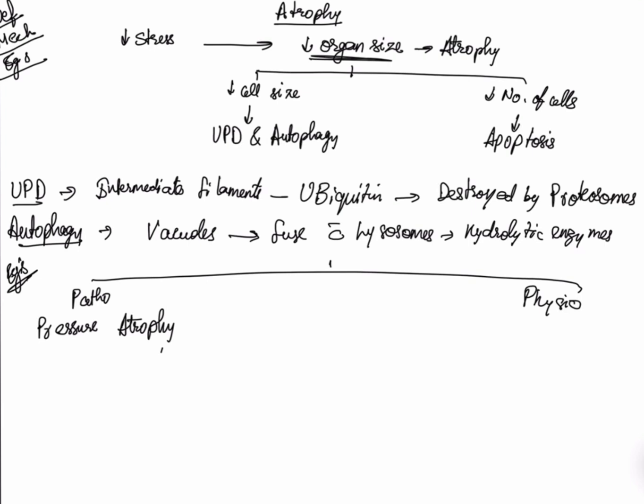Now the example of physiological atrophy is disappearance of thymus.